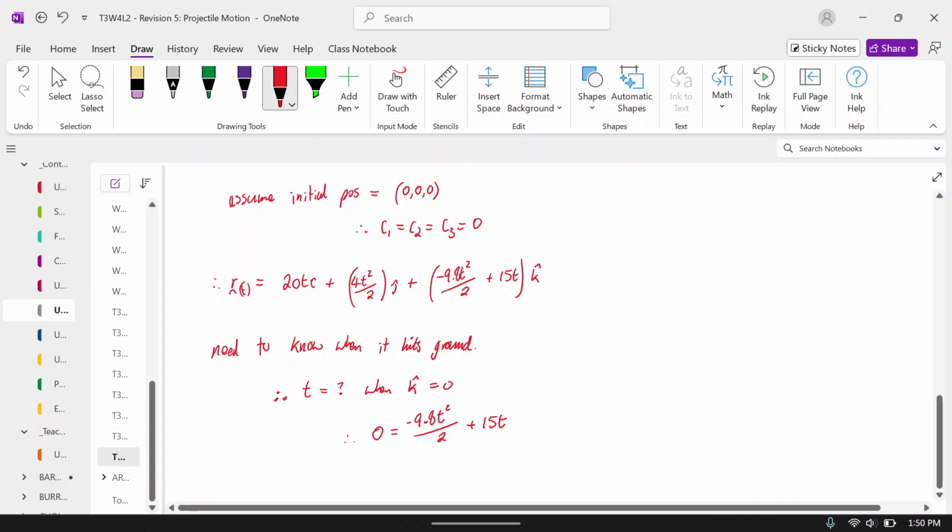And I just so happen to get a really, really lovely quadratic. Nice. You're crazy if you don't use the quadratic formula for this, or the equation solver on your calculator.